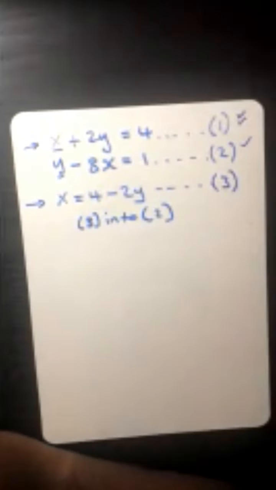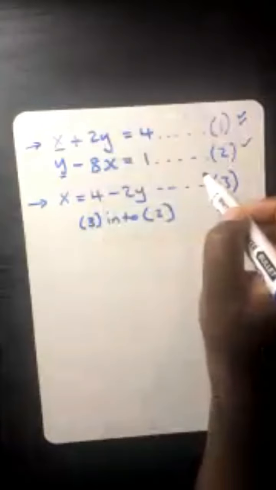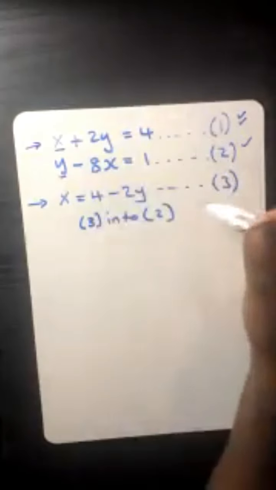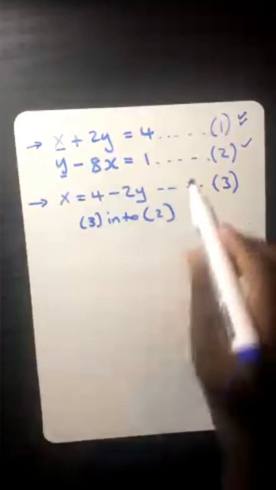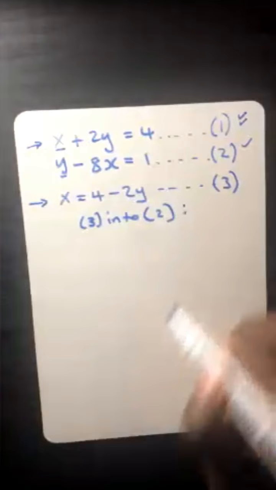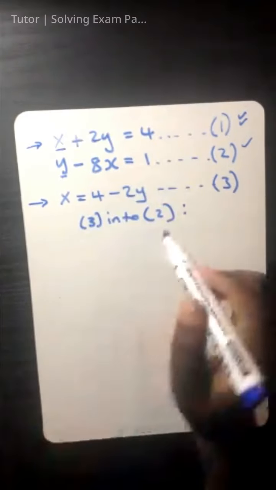So you cannot use equation number 3 and substitute it into that same equation that you used to derive equation number 3. It's going to take you back to that same equation. So if you use equation number 2 to derive equation number 3, then substitute equation number 3 into the other equation, which is the equation that you did not touch at this stage. So now let's see. We substitute equation 3 into the other equation.